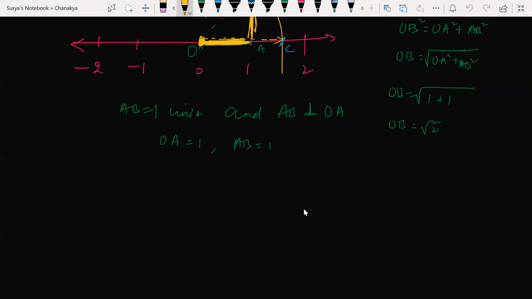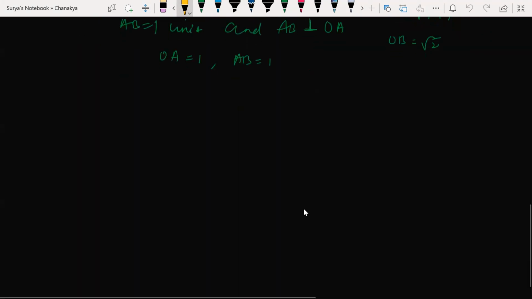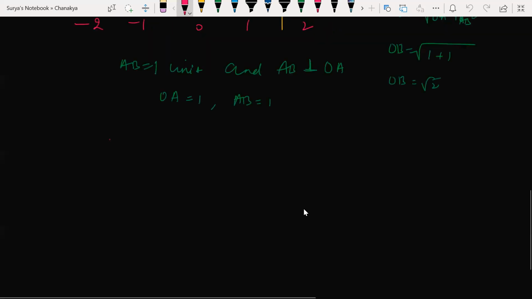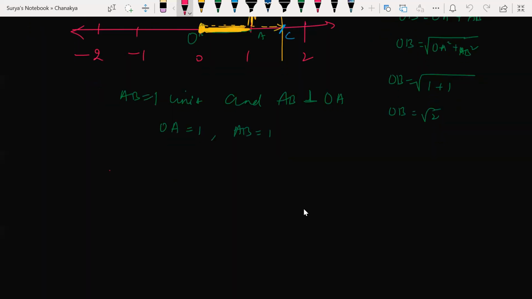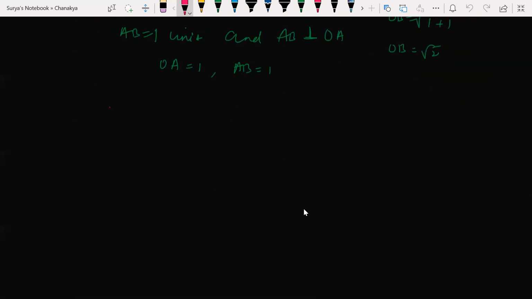Sir, can you once show how to do root 9.3? Okay. I think some of you have sent me something. We just drew AB with a length of 1 unit, and that is how we represented it.